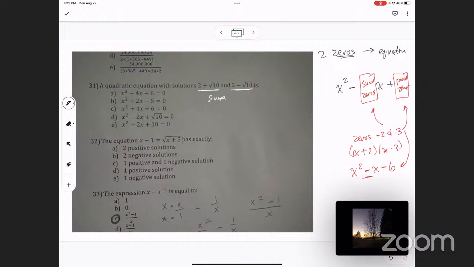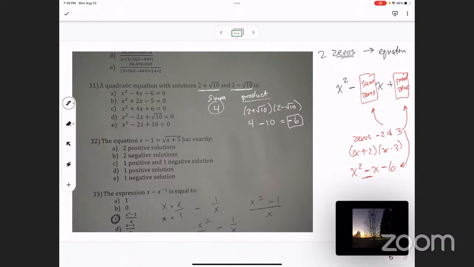Is it 4 plus or minus root 10? It's just 4. No, the sum is just 4. And what's the product? Now that's a little bit harder, but it's not terribly hard. It's the square root of 2 plus the square root of 10, times 2 minus the square root of 10. What's the product of those zeros? It's going to be 4 minus 10, which is -6.